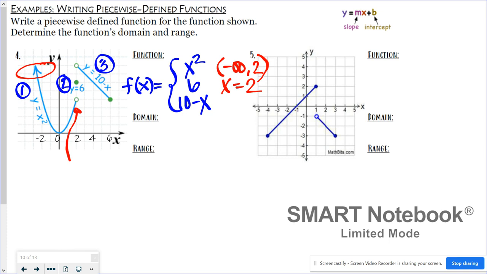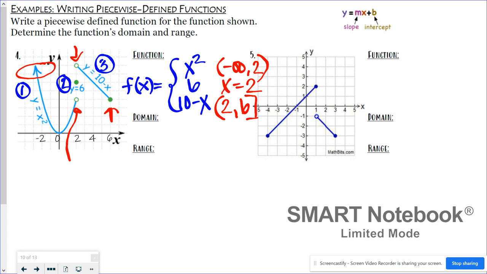And then that third piece begins when x is equal to 2. There's an open circle there, so I am going to use a parenthesis. And then it ends right here when x is 6. And because there's that closed circle, I'm going to use a bracket. So this is what my piecewise function looks like.